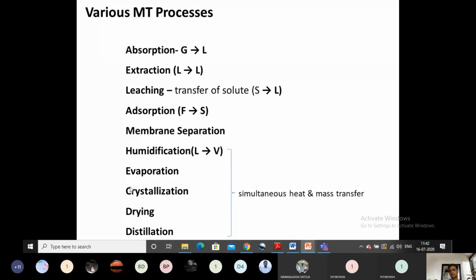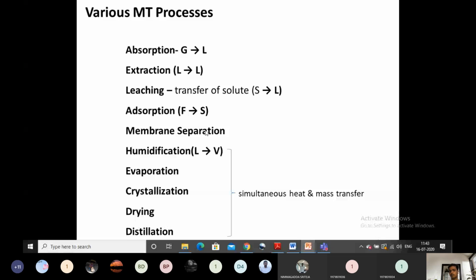Then crystallization. Crystallization is nothing but the saturation of a solution up to the point where it crystallizes. Heating the solution up to the saturation point at which the liquid is converted to a crystal is crystallization. Then drying: removal of relatively small amounts of water present in solid materials is called drying. Then distillation is the separation of constituent components from a mixture of components based on their boiling points or relative volatilities.